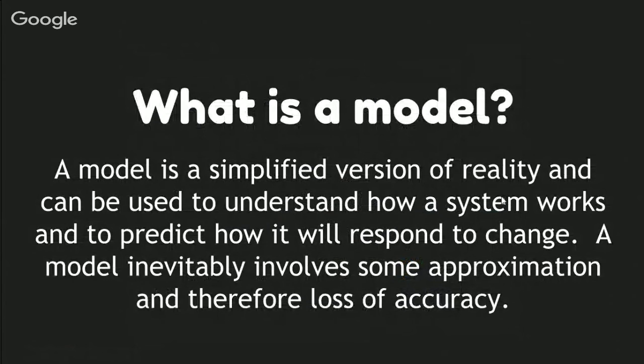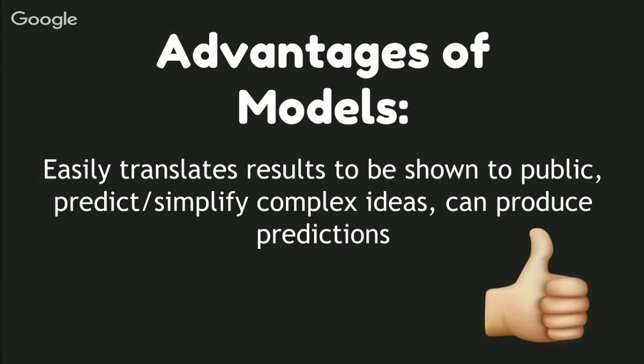So now, a model is just a simplified version of reality and can be used to understand how a system works and to predict how it will respond to change. A model inevitably involves some approximation and therefore loss of accuracy. And we have to use models in science because we cannot get reality every single time we're trying to study something. So models can easily translate results that can be shown to the public. They can predict or simplify complex ideas, and they can produce really great predictions. And we have to produce these models in order to communicate ideas to the public, to facilitate policy, lots of different reasons for models, and they're very, very important.